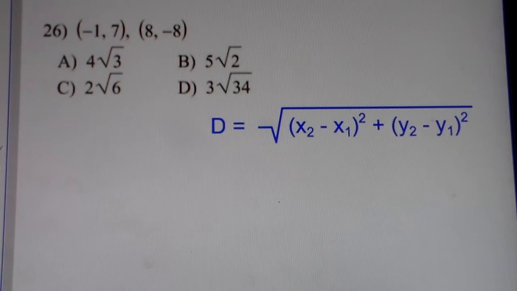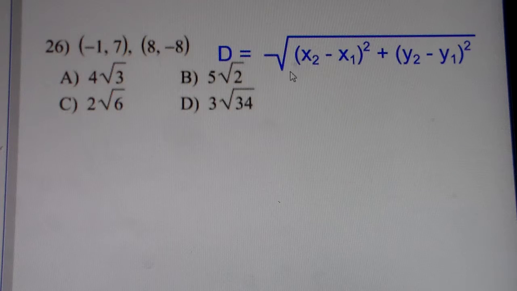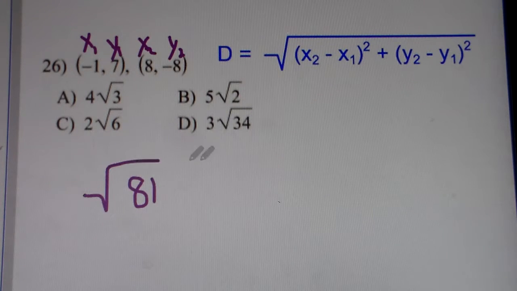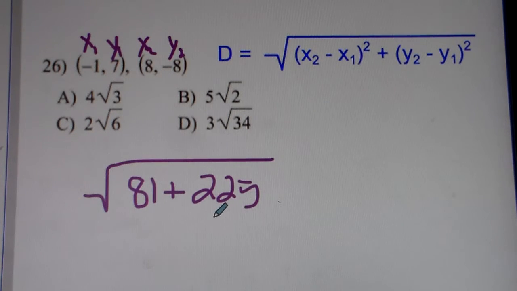Let's practice it again. Number 26. I like to practice, you like to practice, so we understand this material. x1, y1, x2, y2. x2 minus x1, 8 minus a negative 1 gets you 9. 9 squared is 81. So 81 plus y2 minus y1. Negative 8 minus 7 gets you negative 15. 15 times 15 is 225.